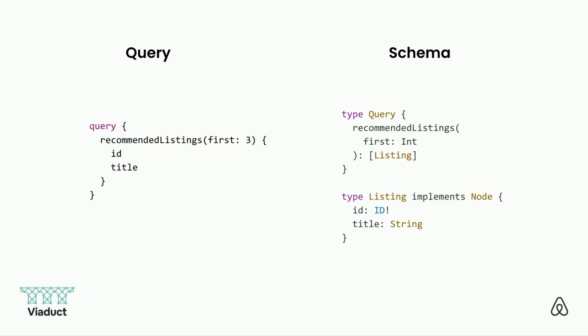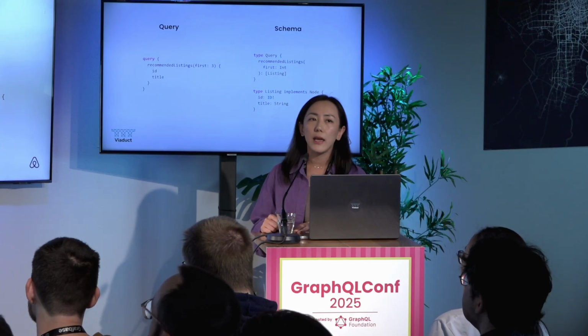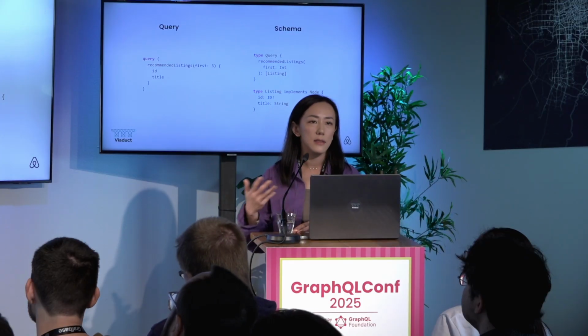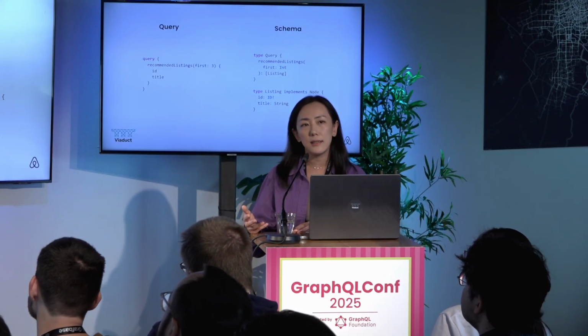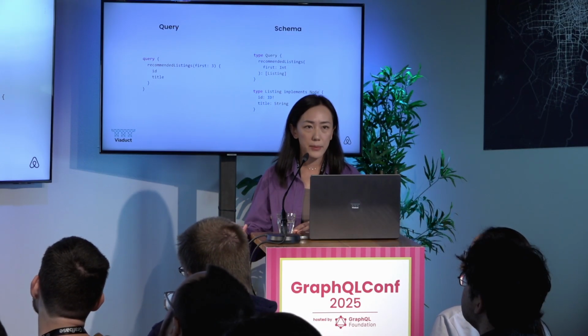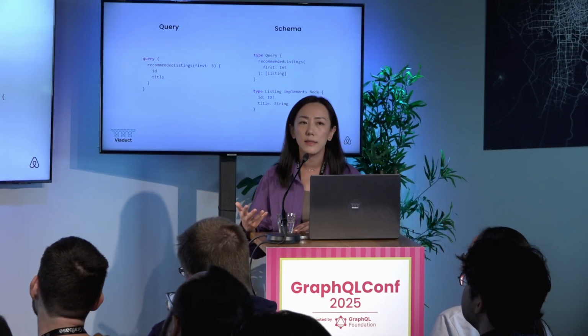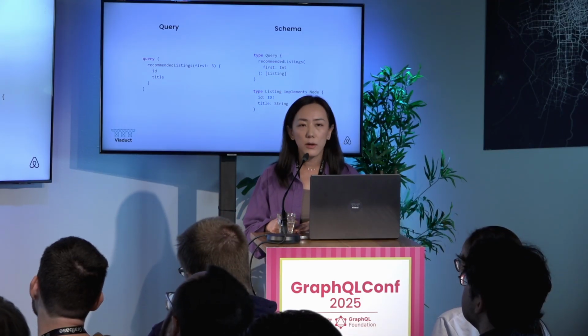So here is a dramatically simplified version of a query and schema used to power this feature. In the schema, we have a root query field called recommended listings that returns a list of listings. And also a listing node type that has metadata about the listing, like the title. And here our query fetches the first 3 listings along with the ID and the title.